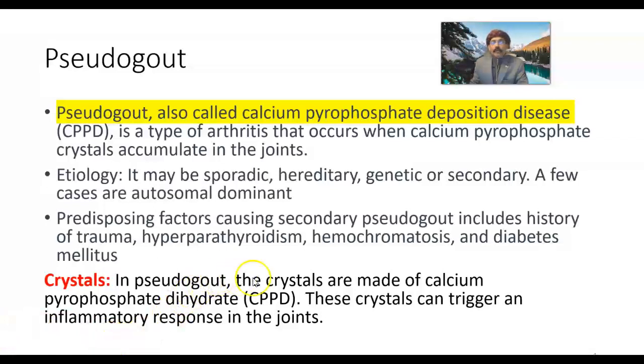Crystals in pseudogout: the crystals are made of calcium pyrophosphate dihydrate. These crystals can trigger an inflammatory response in the joint by the interplay of the inflammasome of the macrophages.